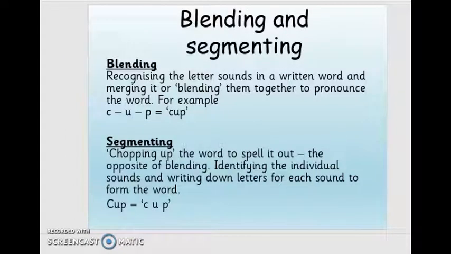So just to recap on blending and segmenting. Blending is basically how we can recognise the letter sounds in a written word, and then merge or blend them together to then pronounce the word. For example, in the word cup, we would say the sounds c, u, p, to hear the word cup. And then segmenting is basically the opposite, where we would use this to write a word or spell a word. So this is where we chop up the word and we identify the individual sounds and then write them down. So for example, the word cup, we would sound this out and hear c, u, p, and then be able to write it down.